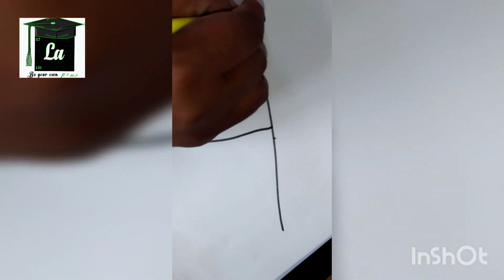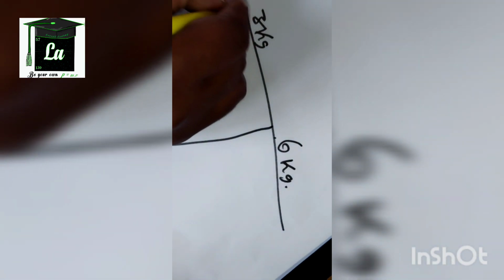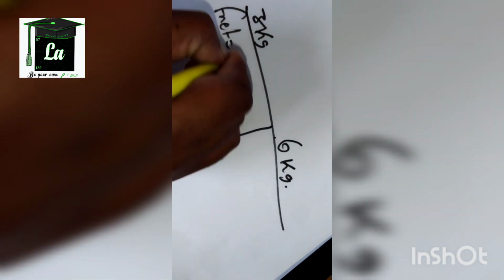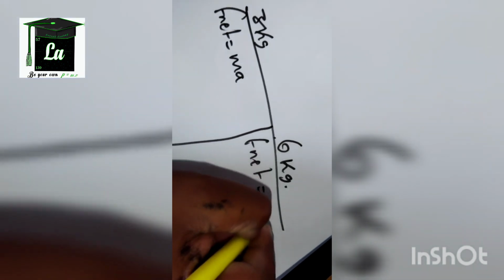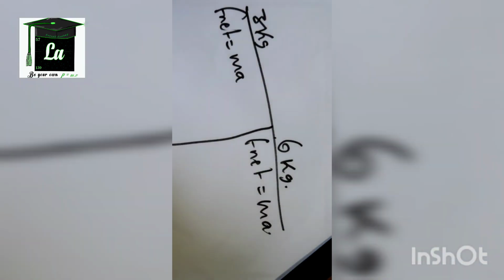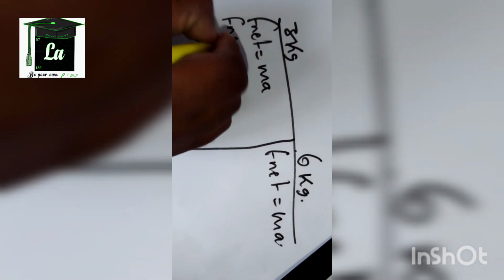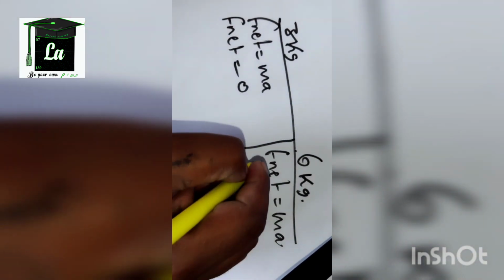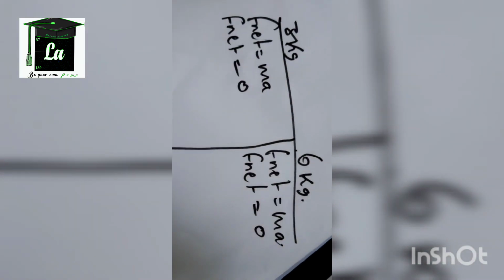We have the 3 kg block. We have the 6 kg block. We do F net is equal to ma. Are we happy? Right. We know acceleration is equal to 0. So F net on this side will be equal to 0. Even on this side, F net will be equal to 0.